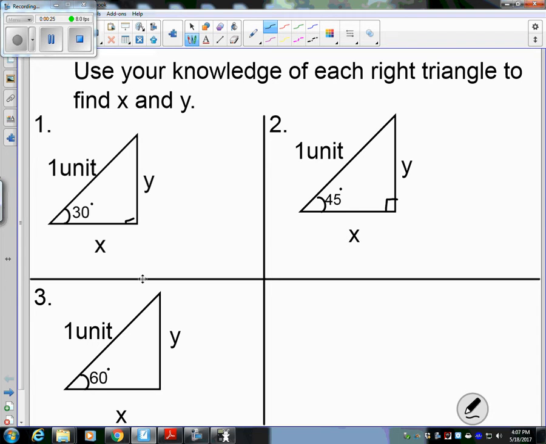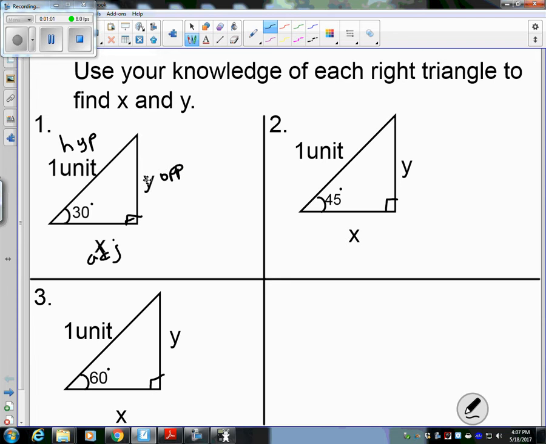I don't have the little 90-degree angle marked on all of them, but they're all 90-degree angles. Looking at the very first one, we have a 30-degree angle, and this side length is 1. We don't know what the units are, we just call it units. First you always got to start labeling. The 1 is the hypotenuse. Across from the 30 is the opposite side, and adjacent next to it is the x. So you can start by finding y if we want.